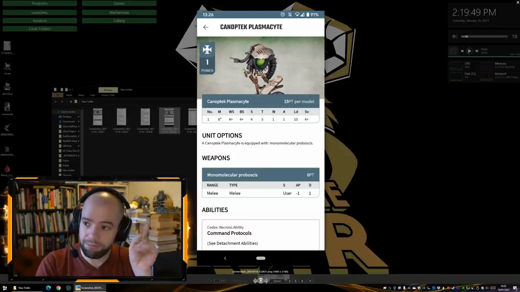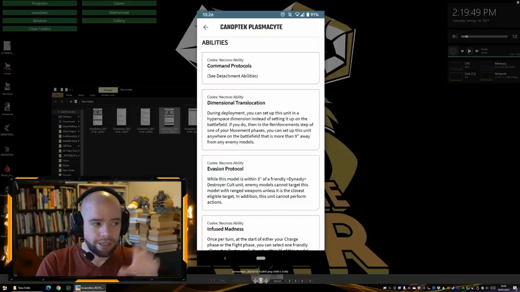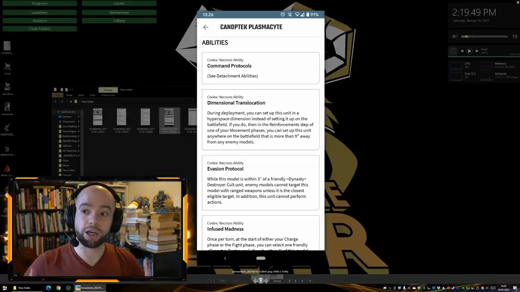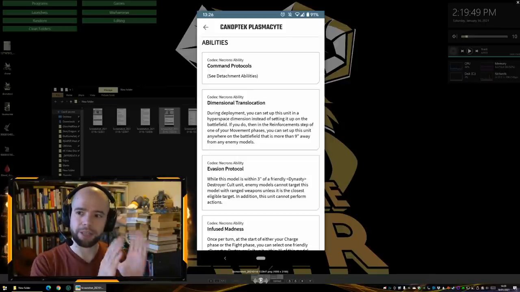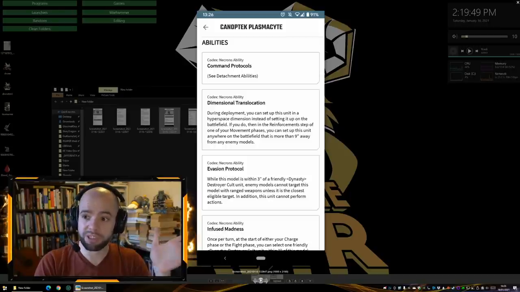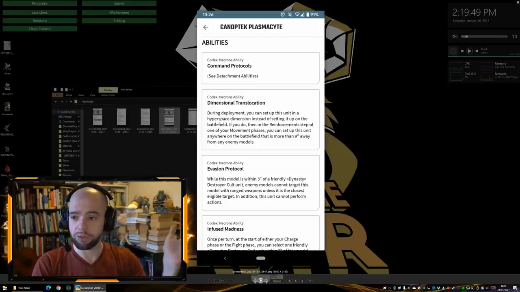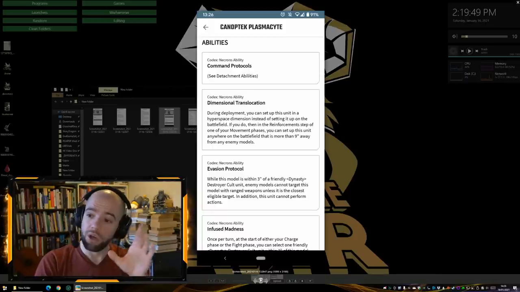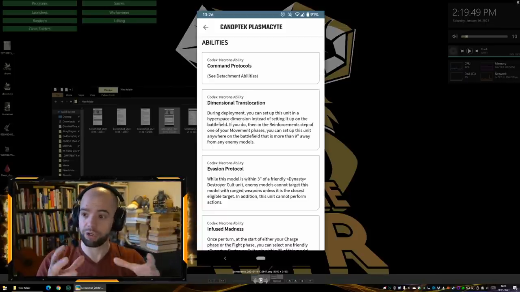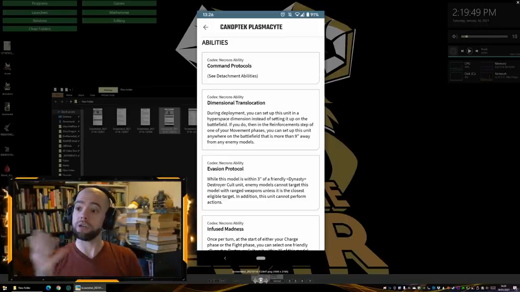So, the reason you're taking this isn't for the stat line. It must then be for the special abilities. Now, let's quickly go over the special abilities, just so you know what they are, so that I can then go ahead and tell you why this doesn't work. Dimensional translocation is just a deep strike ability. We know what that does. No need to discuss it. Although an interesting thing is that while the Canoptic Plasmacyte has the deep strike ability, the Skorpekh Destroyers don't.